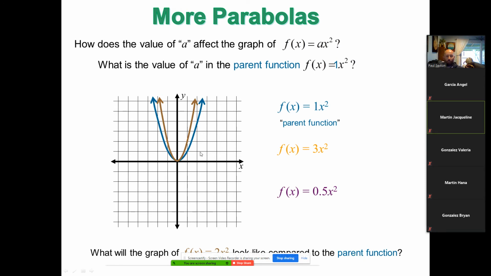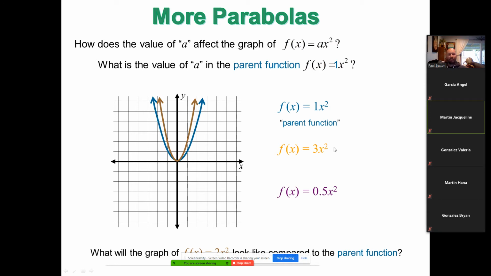Okay? Don't worry about graphing it because you guys already have 3 graphs there. No need to put a 4th one in. It'll just make things more confusing when you look at it. Okay, and there it is. It's just a little bit skinnier.